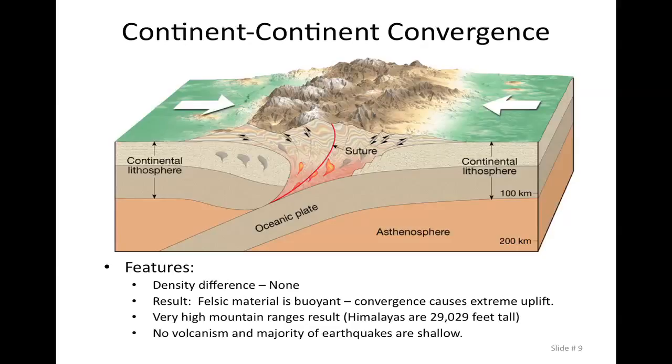So the great majority of earthquakes are shallow, although you can get a few deep ones here and there, and no volcanism. And the biggest feature of all is the very, very high mountain range it's created.